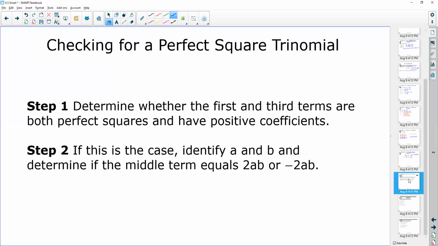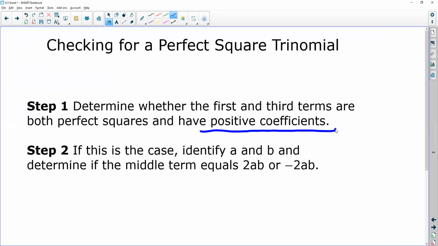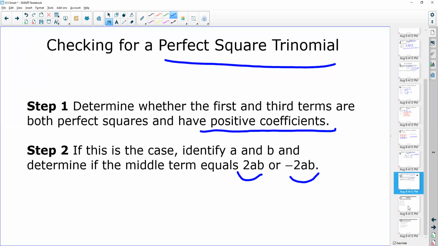Determine if the first and third terms are both perfect squares and have positive coefficients. If that's the case, it might be a perfect square trinomial. If this is the case, identify a and b and determine if the middle term is 2ab or minus 2ab. All right, well, let's try that.